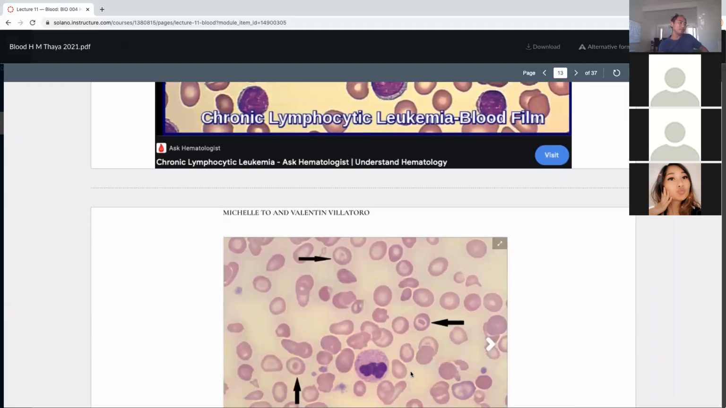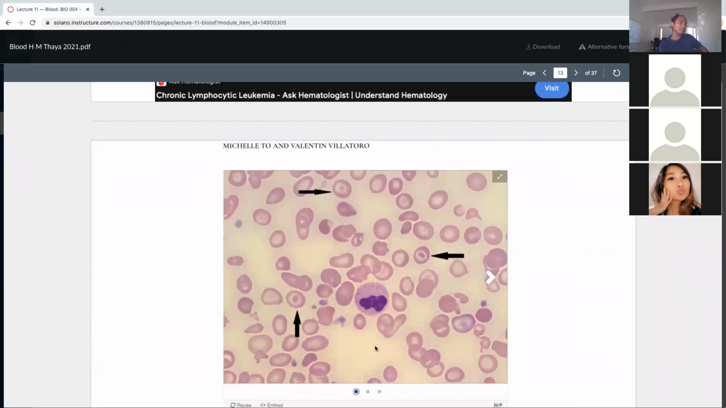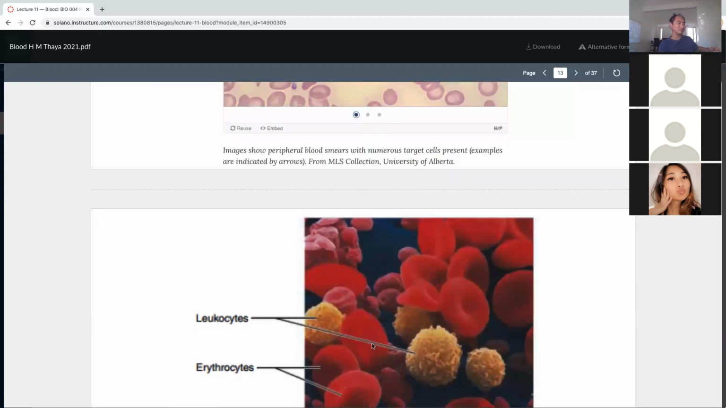Hey, what are you seeing? You are seeing the target cell. So that is the red blood cell problem. The little target, like the Target supermarket we go to. So these are the target cells. We do have target cells in the blood as well.